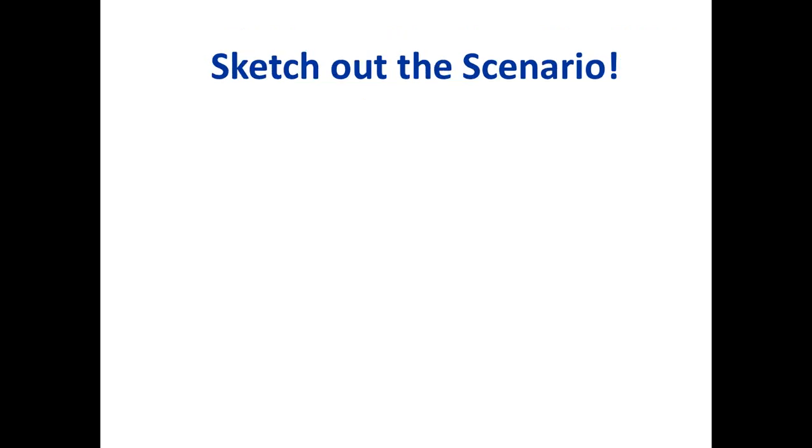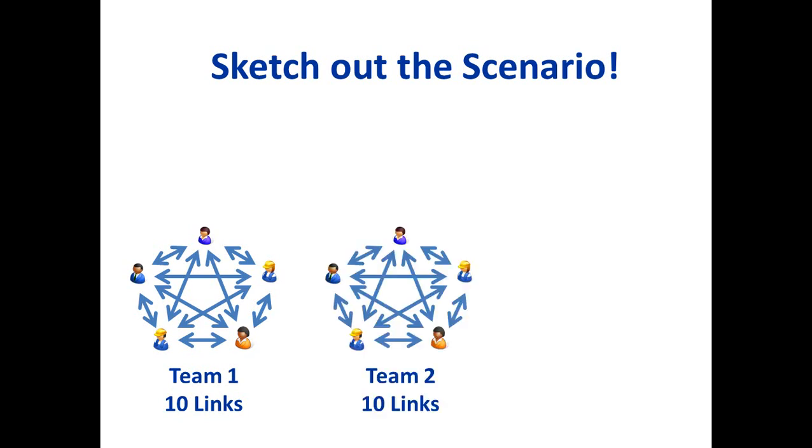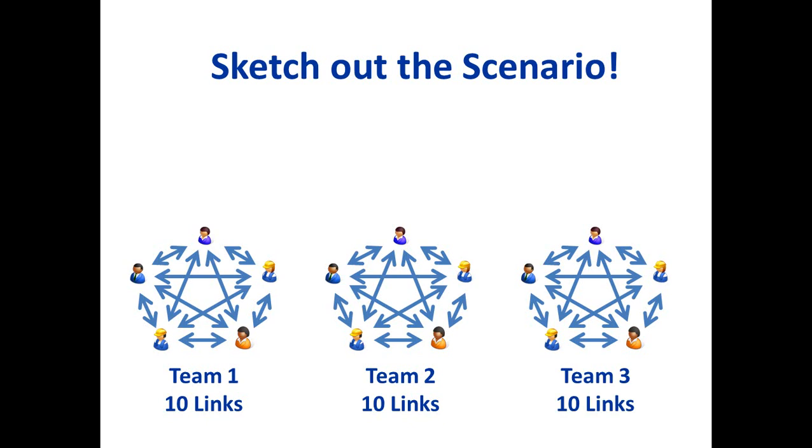So the scenario said that there were teams of 4 people reporting to a team lead. So 4 people reporting to a team lead means 5 people in each team. And as we've seen before, a team of 5 means that there are 10 links for that team within that team. And the scenario said that there were 3 teams altogether. So that means 30 links within those teams altogether.